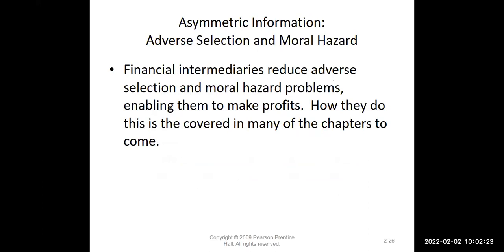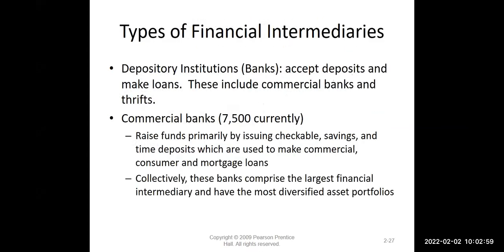So financial intermediaries help in reducing all these kinds of problems. They actually help you in reducing the adverse selection problem and the moral hazard problem, and that is how you can make your profits. The profits are generally very easy to make because when you have institutions which are taking care of your problems, and they are not letting any other firm or business take advantage of it, that is a good way.